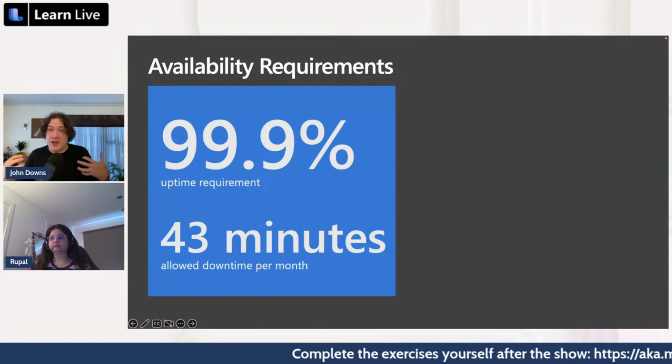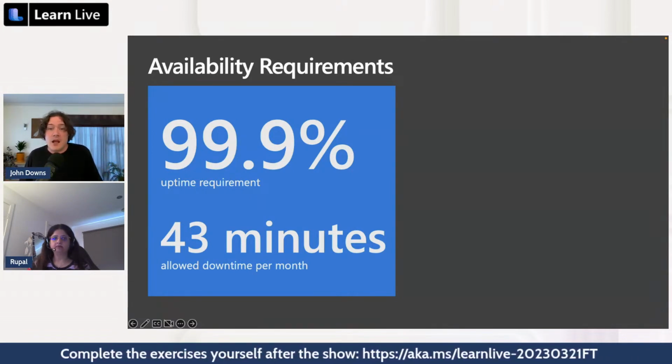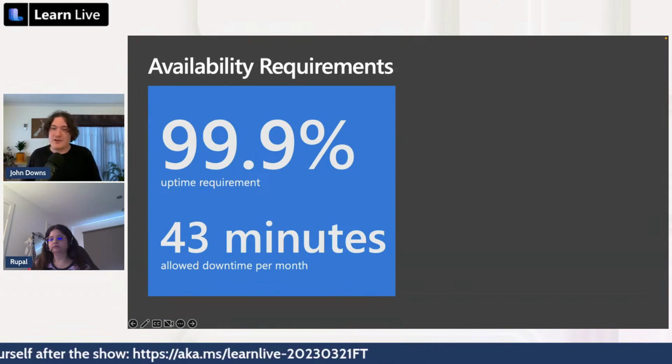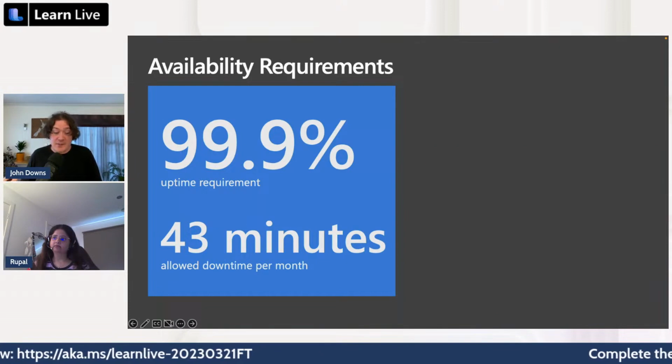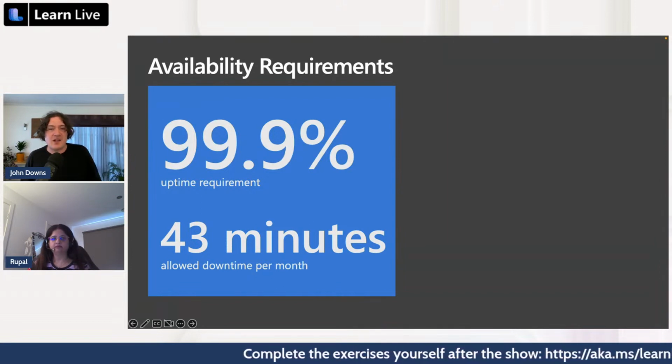And sometimes we call 99.9% three nines, right? 999, three nines. Now, of course, having three nines doesn't mean that your system is guaranteed to go down for 43 minutes a month, right? But what it does mean is if the system does go down and it goes down for 43 minutes or less a month, it's not unexpected.